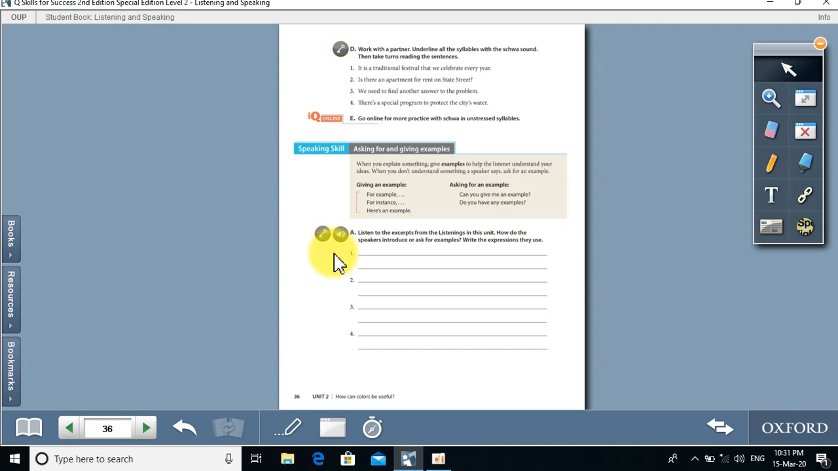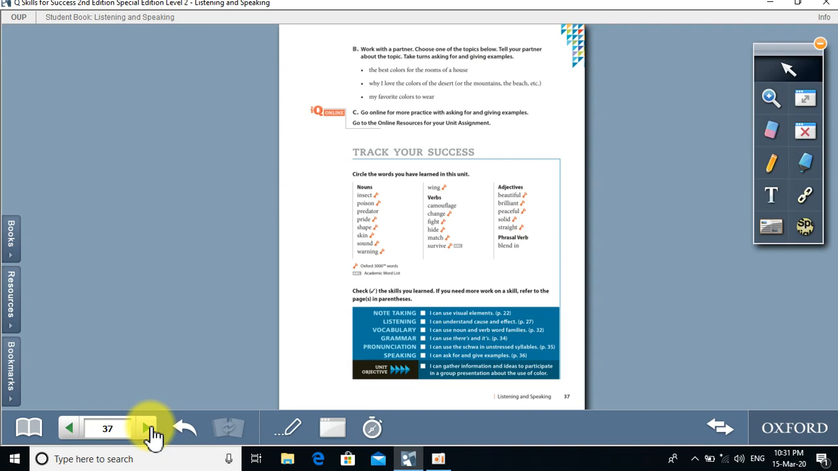Okay, now activity A. Listen to the excerpts from the listenings in this unit. How do the speakers introduce or ask for examples? Write the expressions they use. On the next page, page number 37, activity B. Work with a partner. Choose one of the topics below. Tell your partner about the topic. Take turns asking for and giving examples. Number 1. The best colors for the rooms of a house. Second, why I love the colors of the desert or the mountains, the beach, etc. Third, my favorite colors to wear.